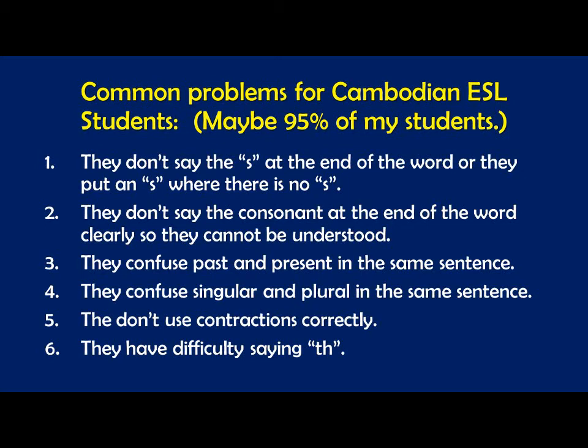Number two, they don't say the consonant at the end of the word clearly. So they cannot be understood. Number three, they confuse past and present in the same sentence. Number four, they confuse singular and plural in the same sentence. Number five, they don't use contractions correctly. Number six, they have difficulty saying TH.